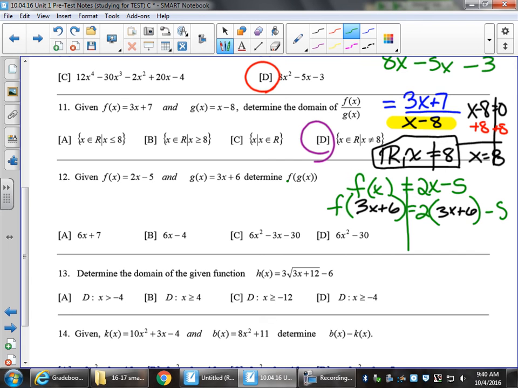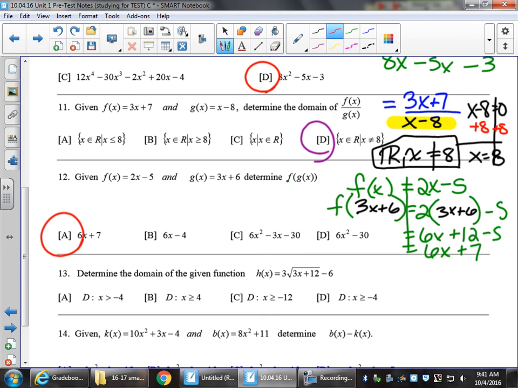So I get 6x plus 12 minus 5, 6x plus 7, making the right answer A. You're going way too fast. Composition. From there, distribute the 2. 2 times 3x is 6x. 2 times 6 is 12, and I brought down the minus 5, and then I combine like terms. Once I finish 13 and 14, there's more composition practice in the review, so you can go work on that.